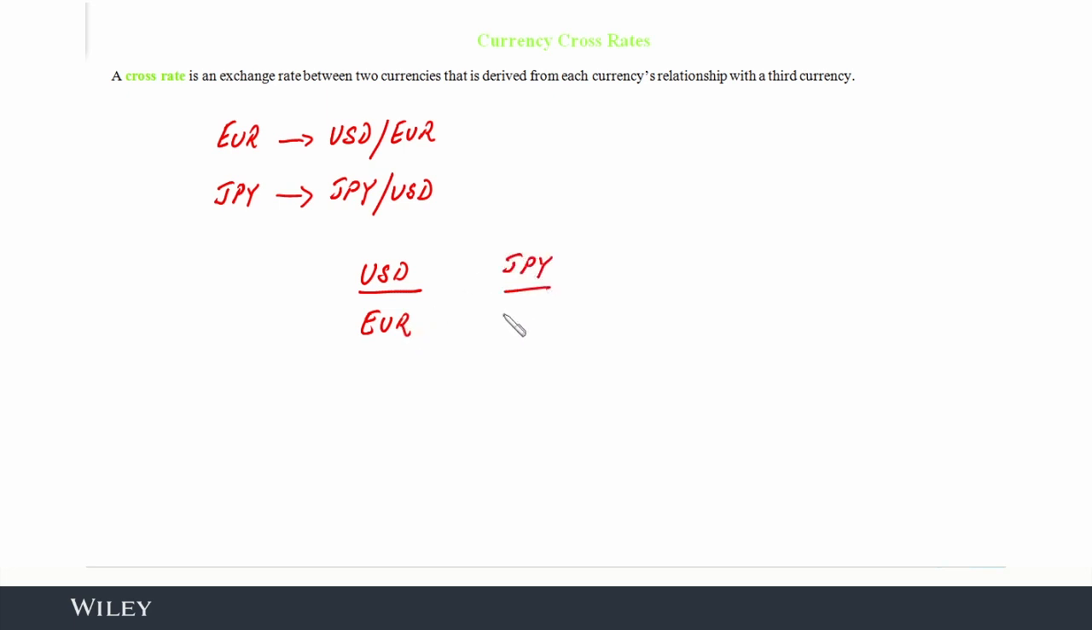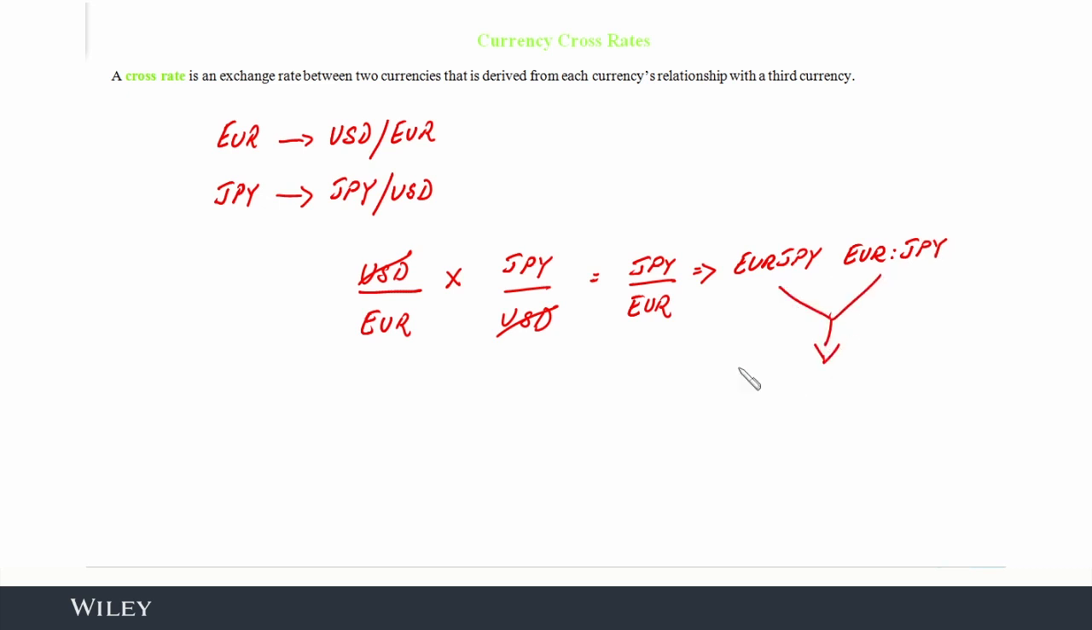Now, given these two exchange rates that express USD per euro and JPY per USD, we can multiply these two exchange rate quotes to obtain the price of euros in Japanese yen. JPY per euro would basically give you the EUR JPY cross rate, which can also be expressed as EUR colon JPY. Note that both these exchange rate quotes are quoted as JPY per unit of EUR because the euro is the base currency, the JPY is the price currency.